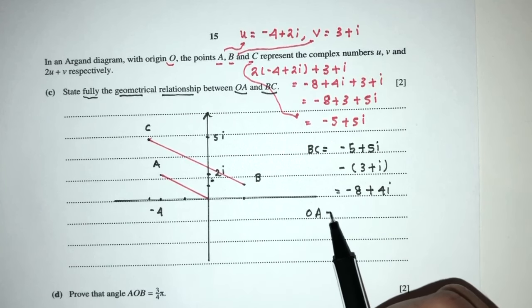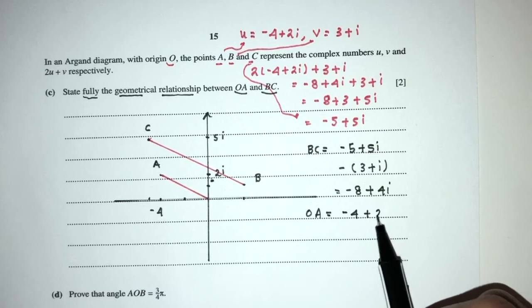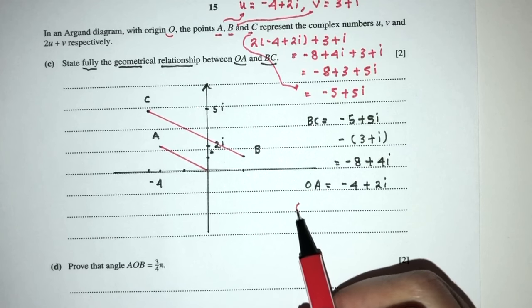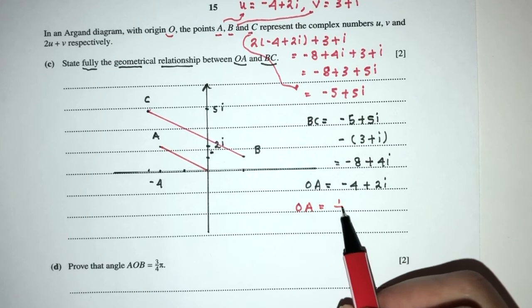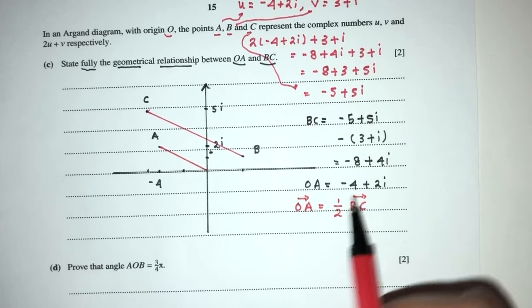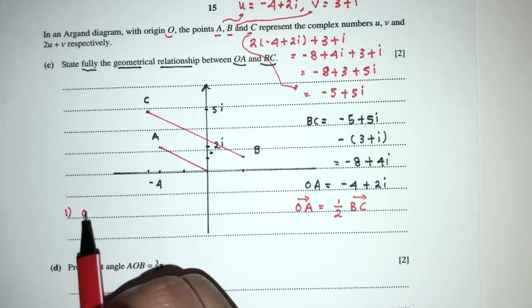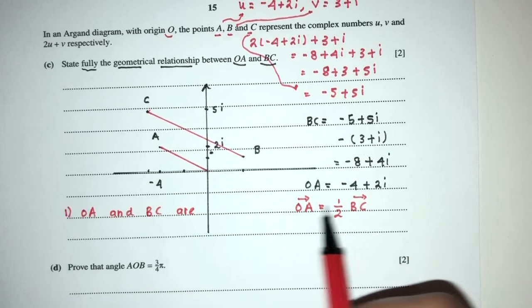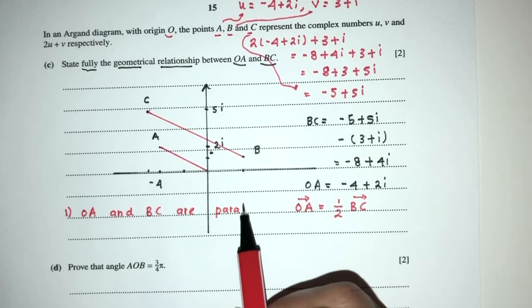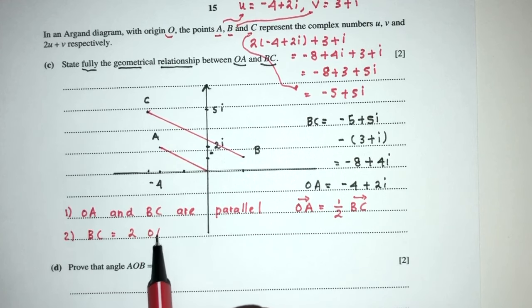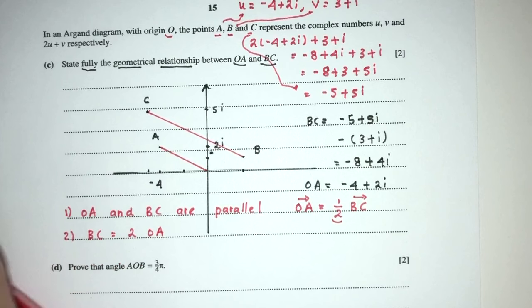Now OA is equal to minus 4 plus 2i. As you can see clearly, OA is equal to half of BC. By showing this, we can confirm that the first thing is OA and BC are parallel, because they are multiples of each other. That's the first thing we can conclude. Also, BC is 2 times OA.